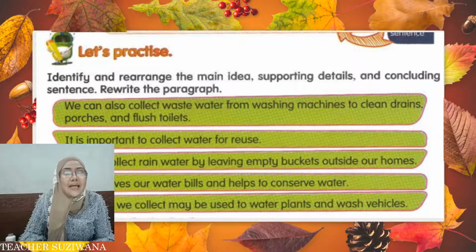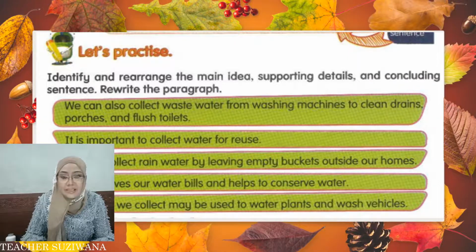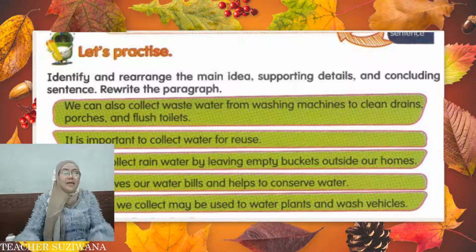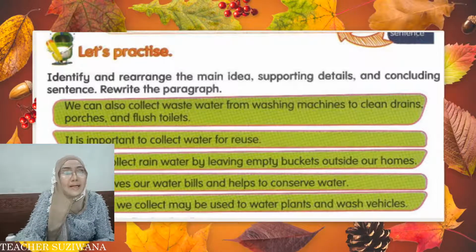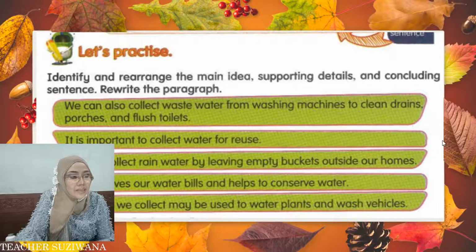What is it? Thus. Here use thus. Why is this one a concluding sentence? Because thus here is the keyword to end the paragraph. Okay, let's check it out.